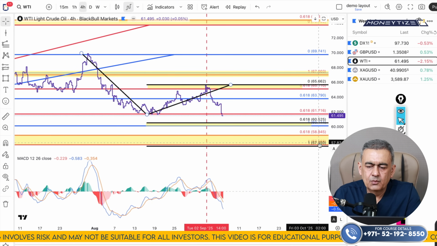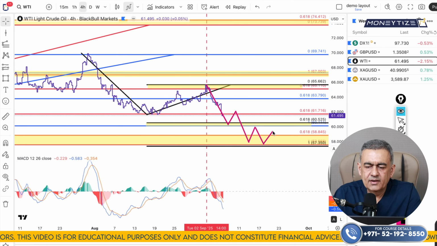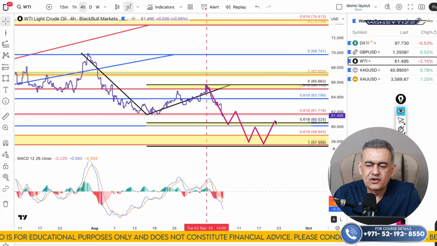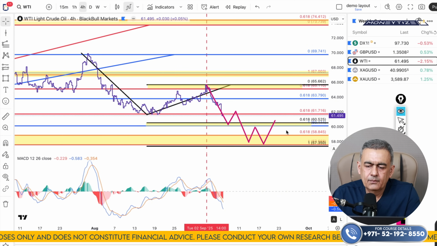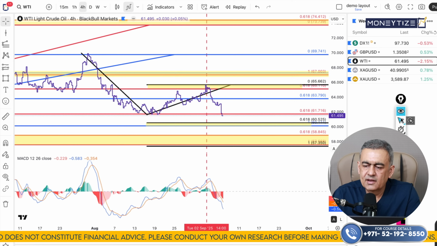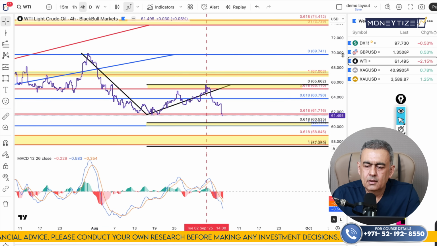58.84 to 57.35. So we'll be expecting some bounce from the magnet zones, but if it does not create bullish divergence, or if it is not able to create higher high or higher low sequence, then I'll be expecting crude oil to reach $55 to $54 mark.